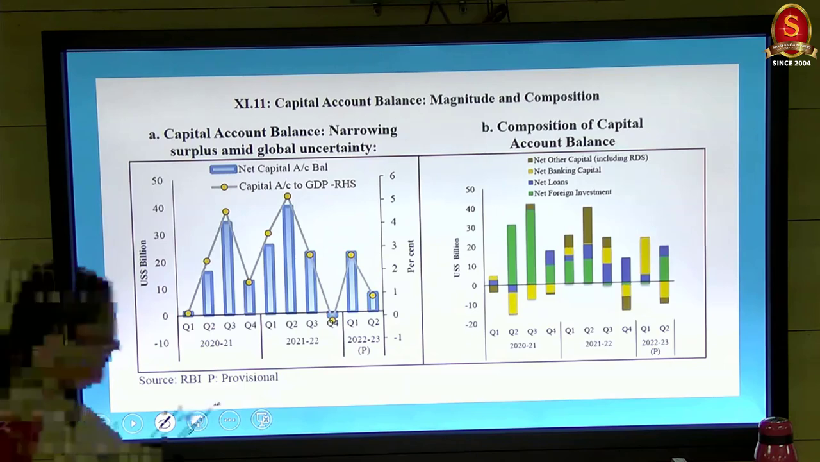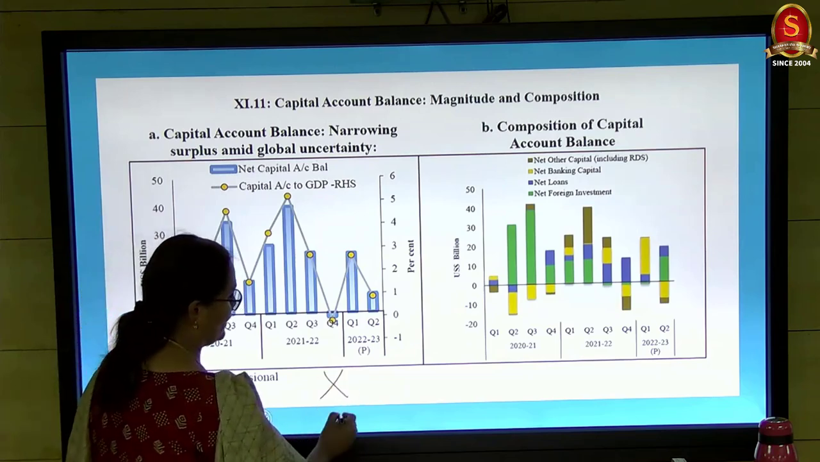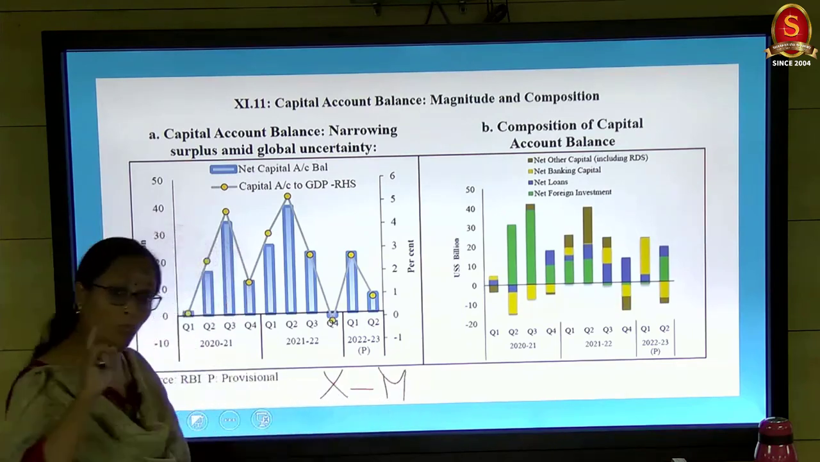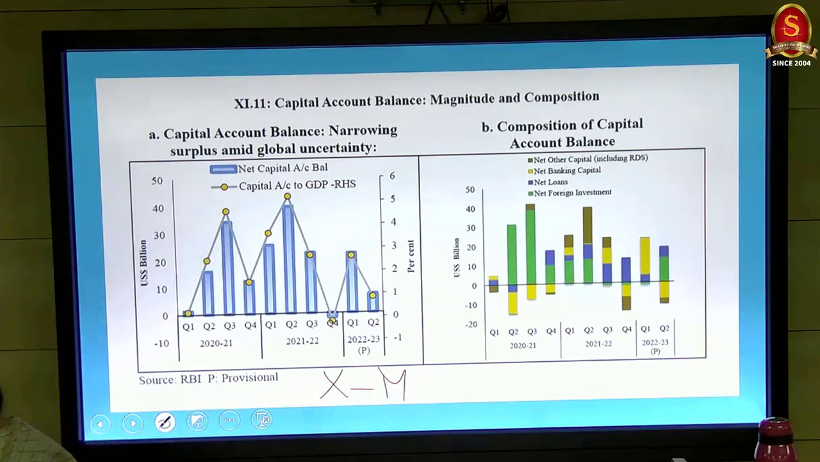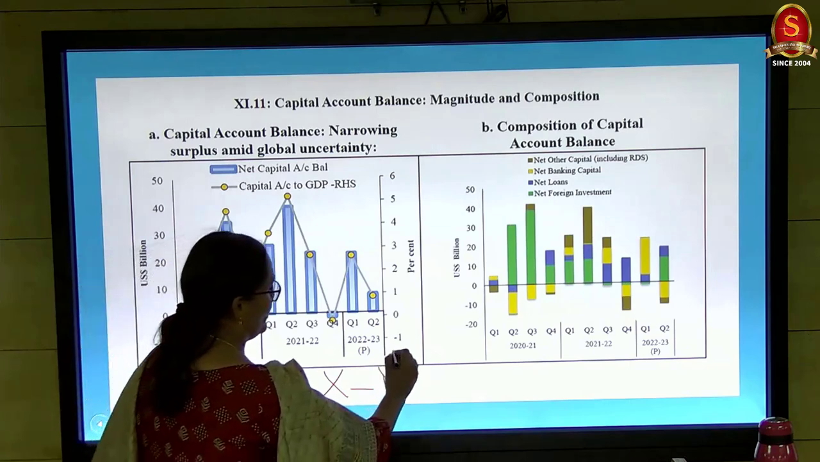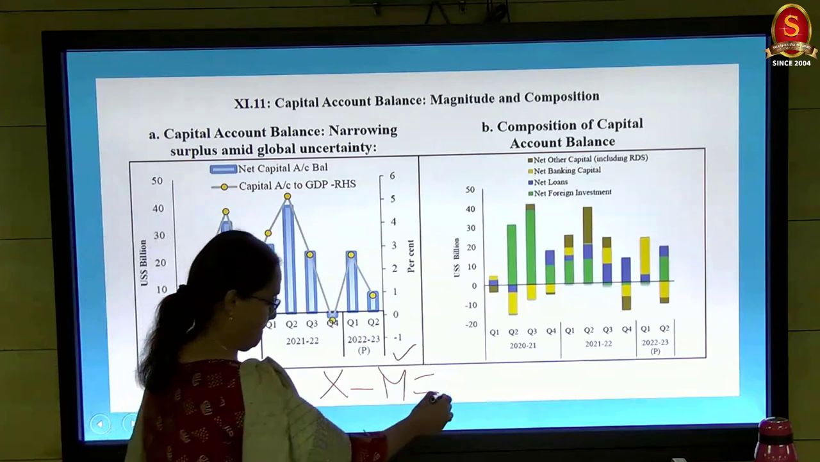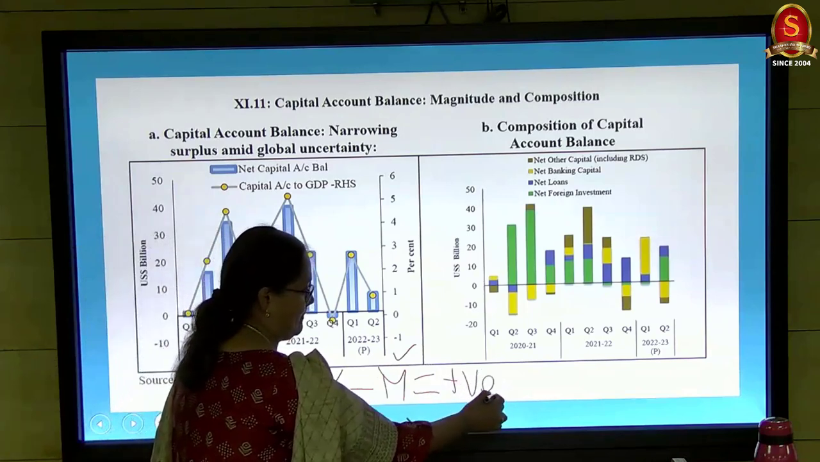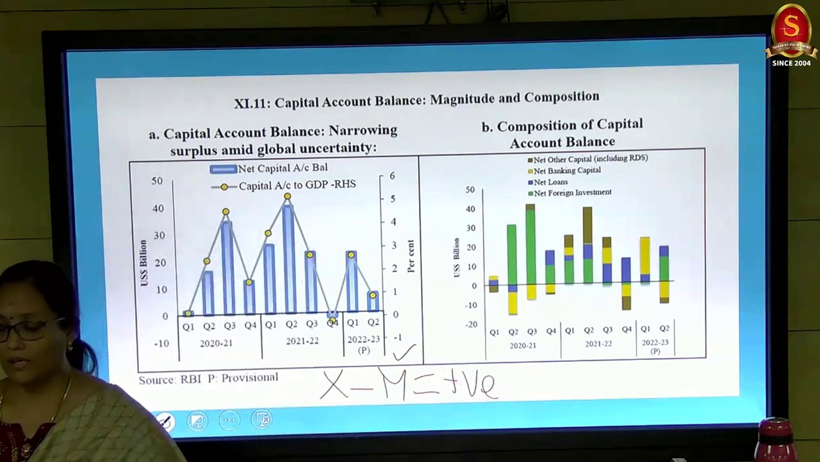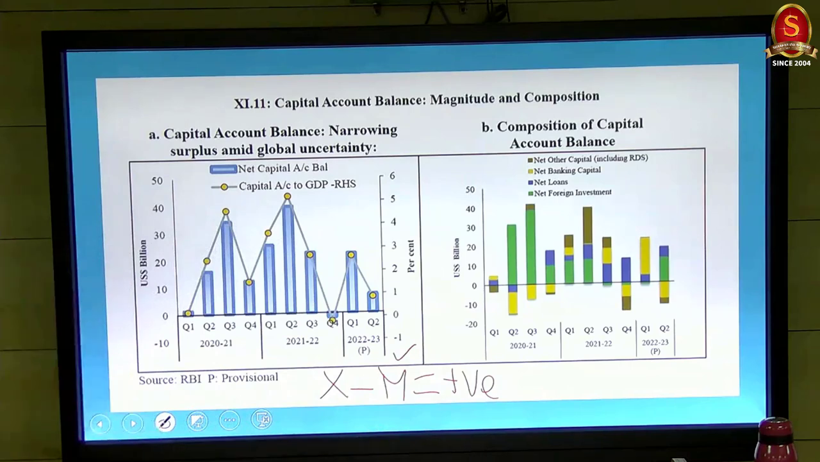So now that you have said that whatever you receive is all placed under X, and whatever we do as FDI, we do as FII, right? And we give sometimes loans to the other countries. All of those things will be placed under M. So X minus M will be what? Capital account will be mostly in surplus for India. It has to be in surplus for India.